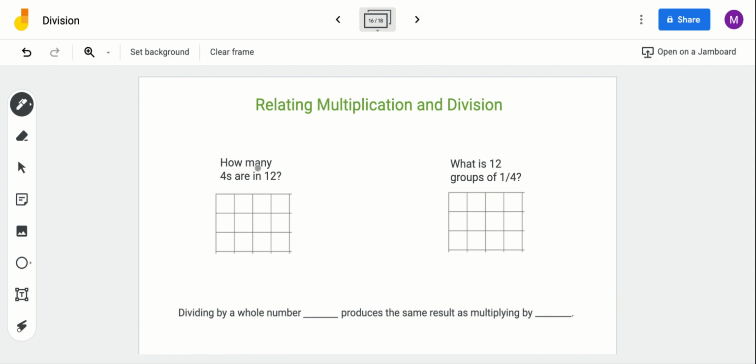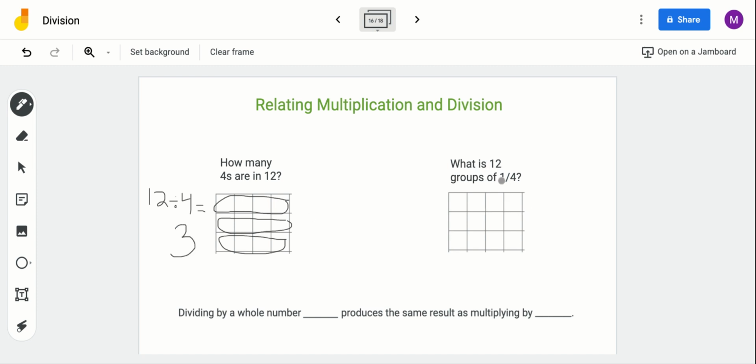So this one says, how many 4s are there in 12? So here we have 12, and we want to know how many groups of 4 we can get out of it. So 12 divided by 4. All right, so here's a group of 4. Here's a group of 4. Here's a group of 4. 12 divided by 4 equals 3.